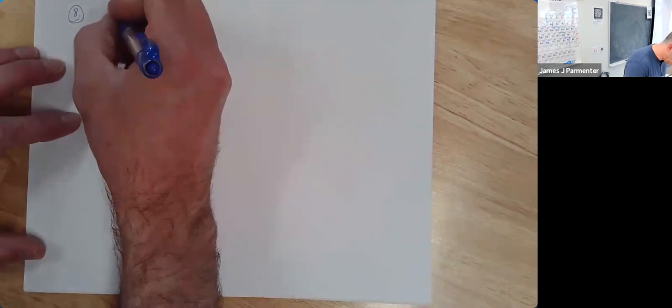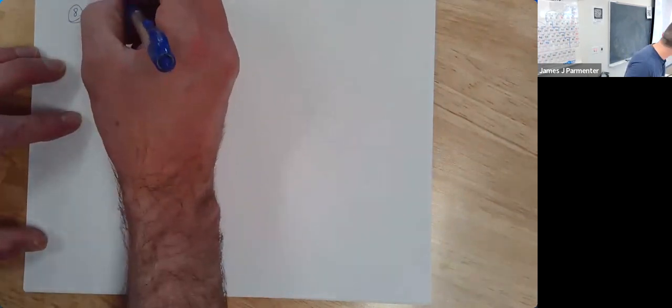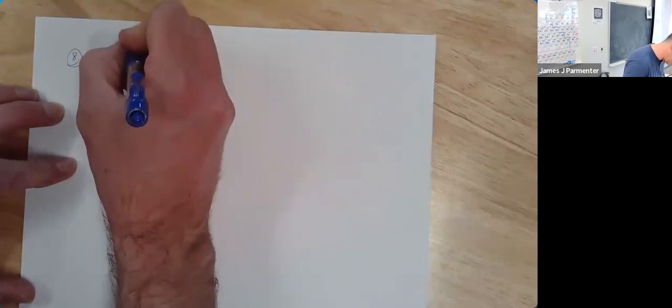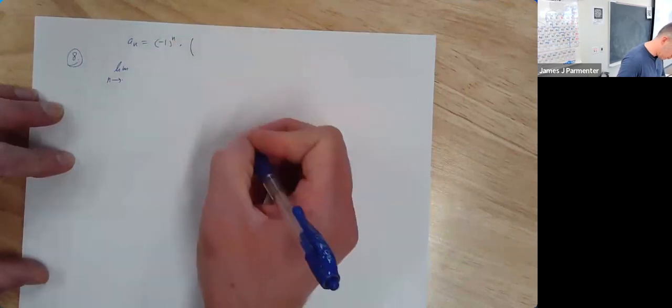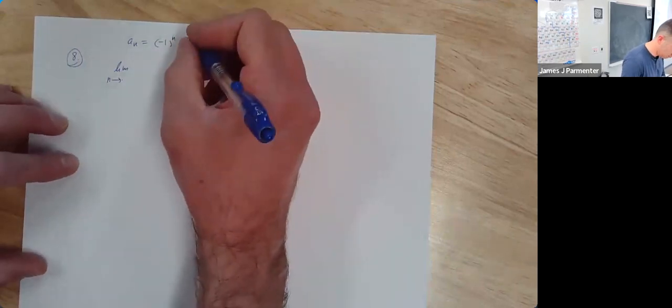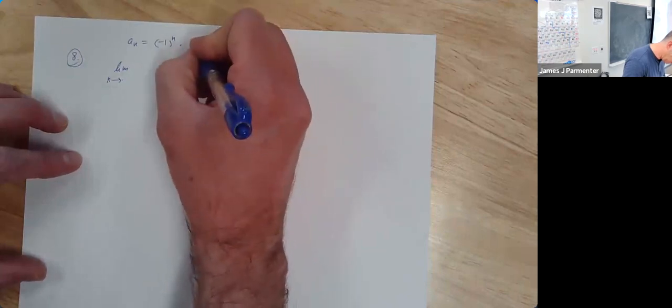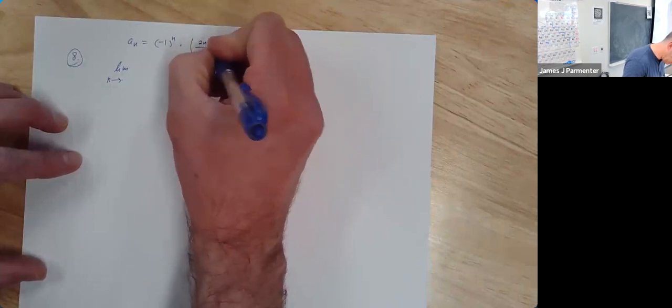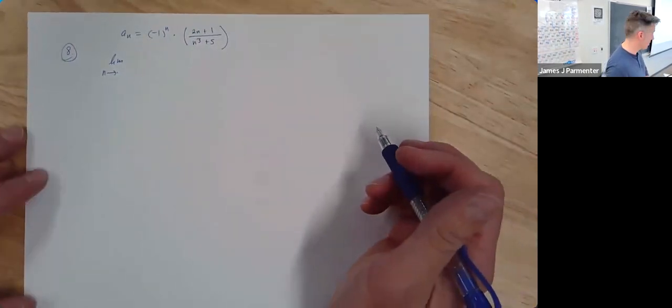Sure. Let's say we have the limit. And I should write the sequence first, apologies. Let's say our sequence is -1 to the n times 2n plus 1 over n cubed plus 5. And I want to see whether or not this converges.